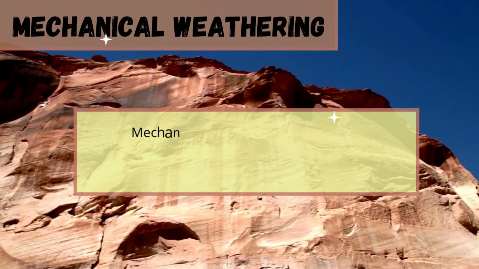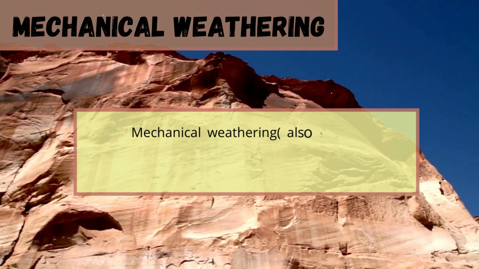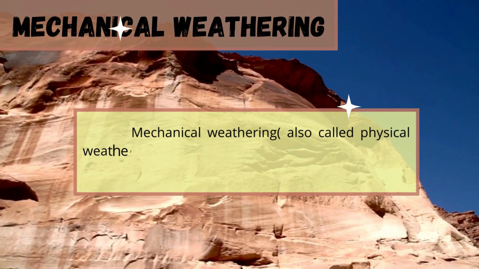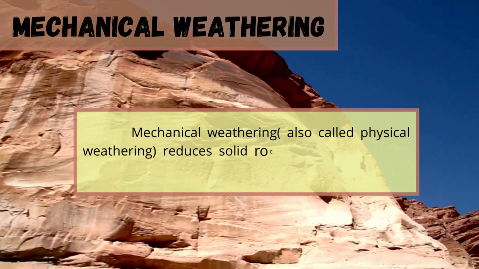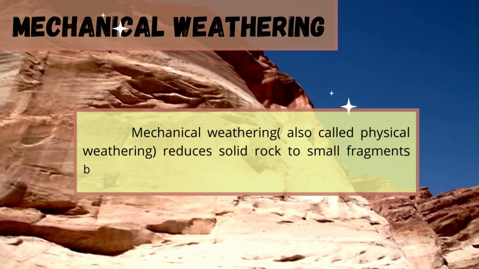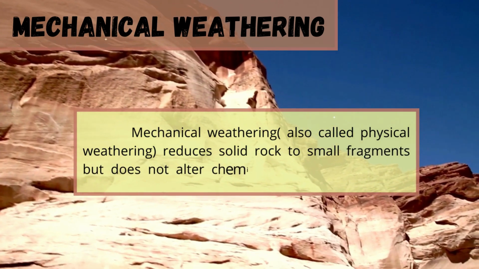Mechanical weathering, also called physical weathering, reduces a solid rock to small fragments but does not alter the chemical composition of rocks and minerals.